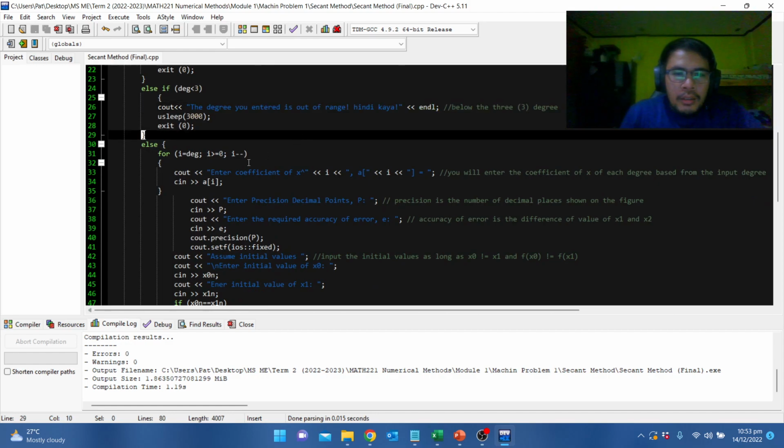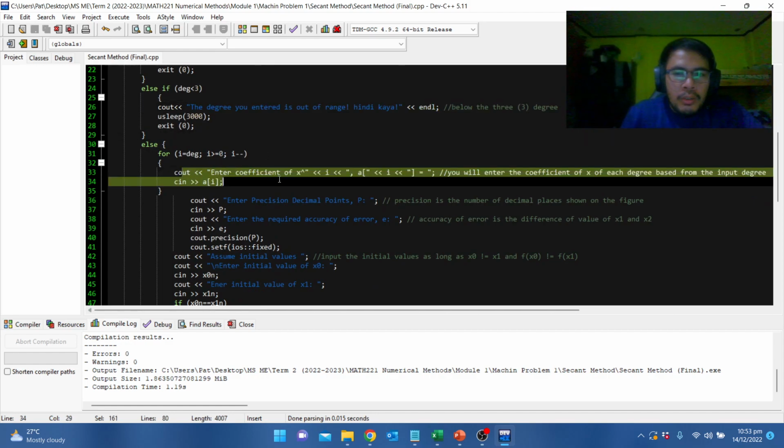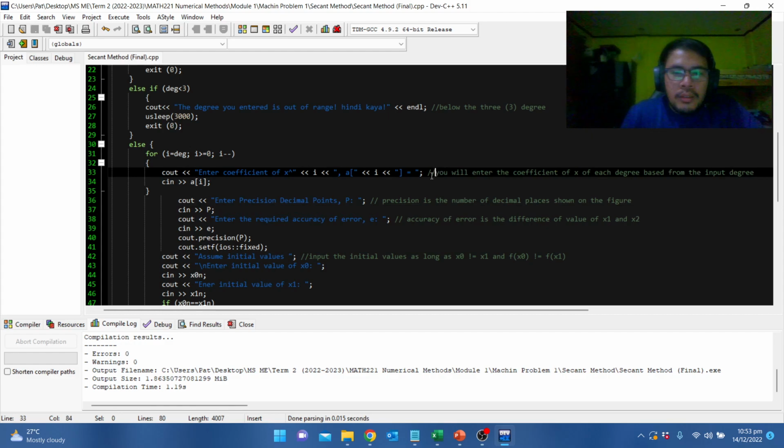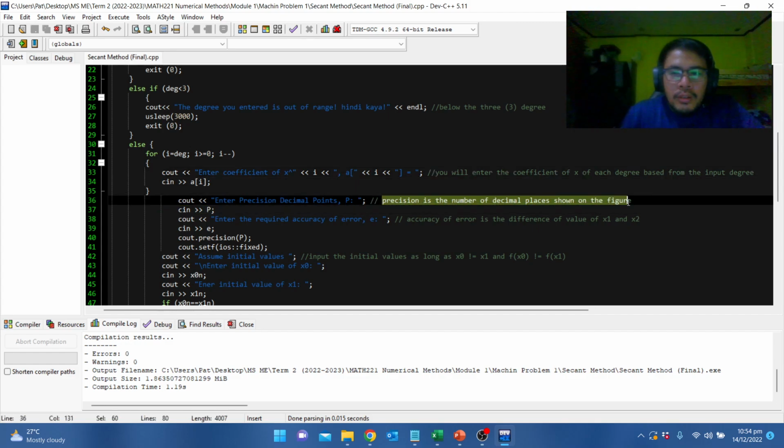And after that, you're going to enter the coefficient of x, the highest degree, based from the input degree. So from the example, it's the x cubed, so we input here 3. Next is enter precision decimal points p. Precision is the number of decimal places shown on the figure. So as you can see, we placed here 4. So the decimal places that was viewed upon finishing the program is 4 decimal places.